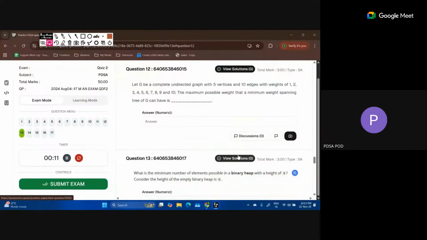Question number 12, what is it? Let G be a complete undirected graph with 5 vertices and 10 edges, with weights. What is the maximum possible weight of a minimum weight spanning tree G can have? Tell me, what will it be? Wait a minute, ma'am, I don't think it's 12. Yes, this 12 one. Solve it a bit, look at some statement-based questions.